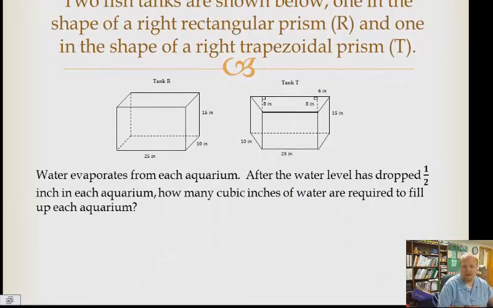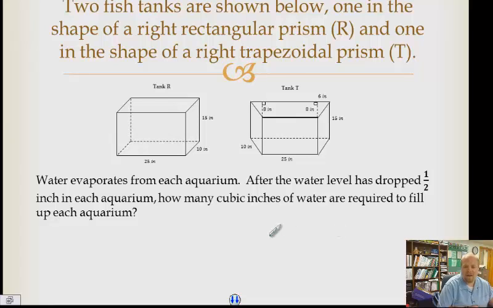Okay, so here again we're looking at the two fish tanks. Now it says water evaporates from each aquarium. After the level drops a half an inch in each aquarium, how many cubic inches are required to fill up the aquarium? Okay, so we have to go back to what we've already talked about with volume. The volume of this fish tank was 3,750 cubic inches.